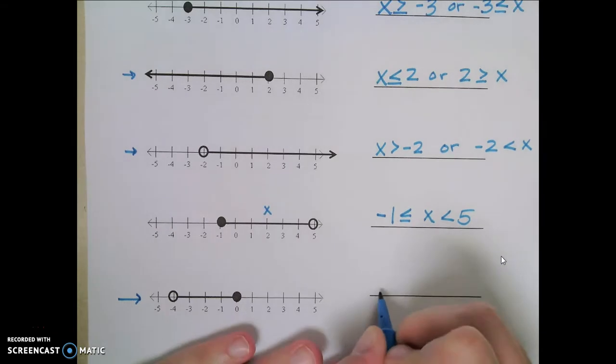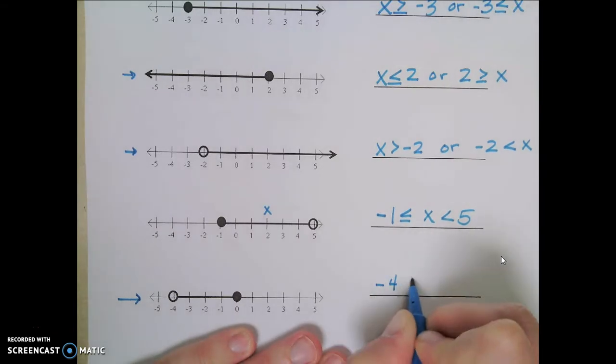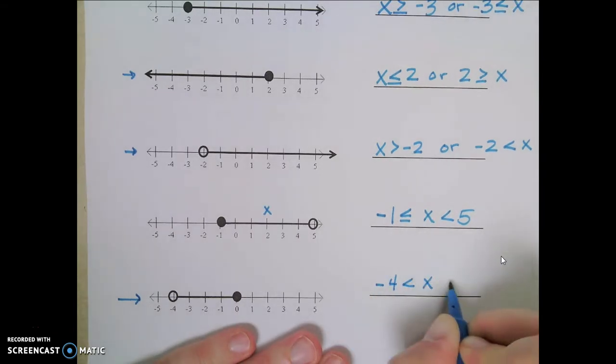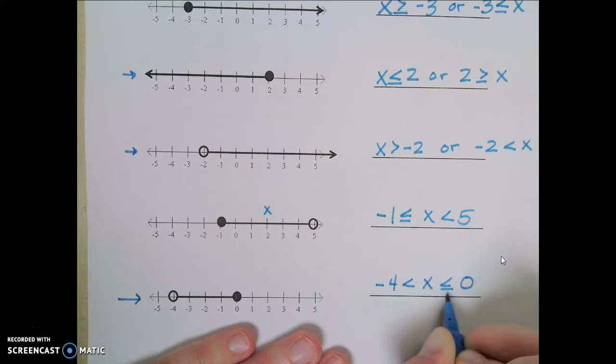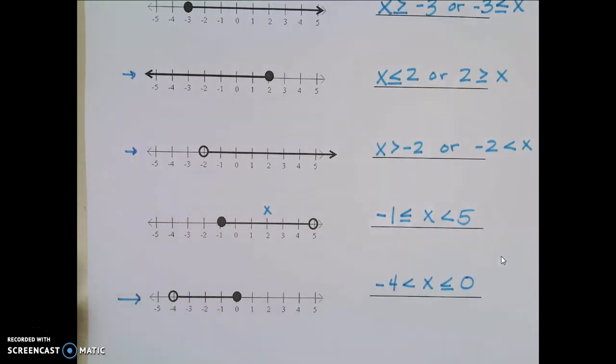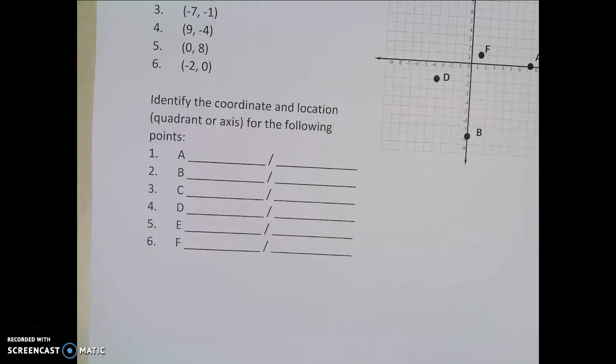All right, I'm going to start with the lowest number. So -4 is less than x, which is less than or equal to 0. Because it's a closed circle, I have to say less than or equal to. All right, next page.